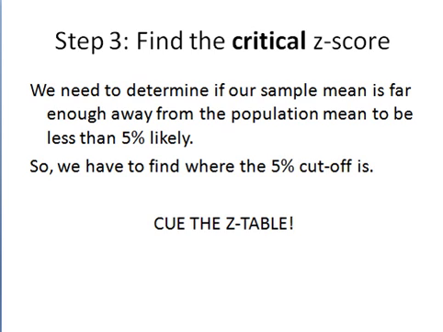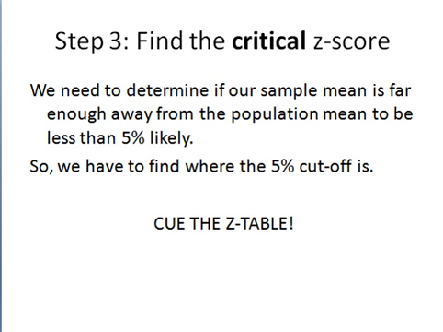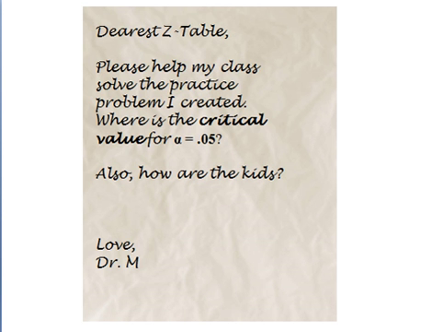Stated differently, we need the 95th percentile, right? Because the 95th percentile tells us the bottom 95% and the top 5%, and we want the top 5% in this case. So we need our friend the z-table. Dearest z-table, please help my class solve the practice problem I created. Where is the critical value for alpha equals 0.05? Also, how are the kids? Love, Dr. M.